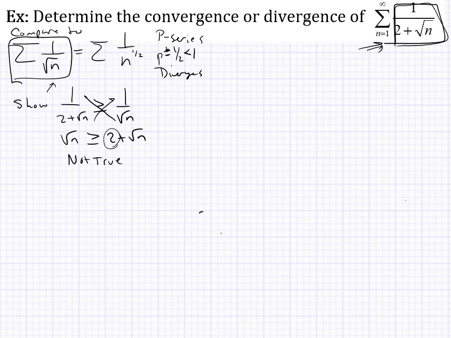I can't add 2 to the square root of n and have it be smaller than square root of n itself. So that's not true. Well, if that's not true, what does that say? Well, it actually says nothing. It doesn't say anything. It just says, well, this was not the right series to compare it to.